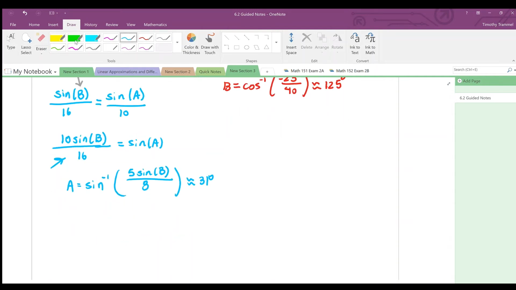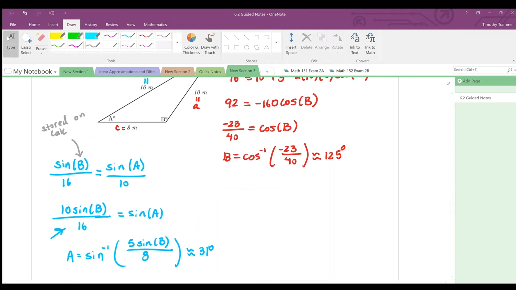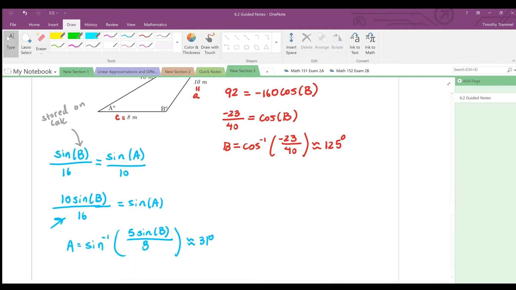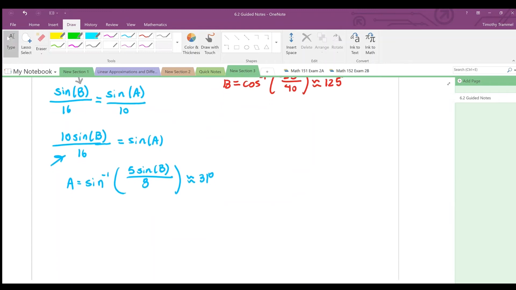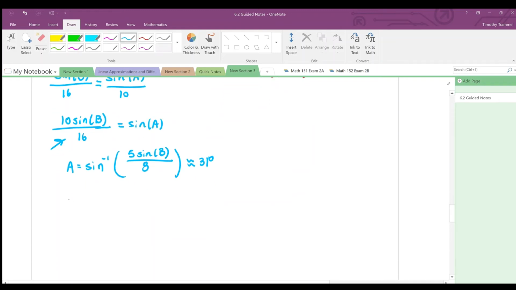And the only thing we have left here to find is the angle C. So we should just be able to do 180 minus these two angles that we have here. And if we have those stored in our calculator, angles A and B, then this is just 180 minus A minus B, and this should come out to about 24 degrees.